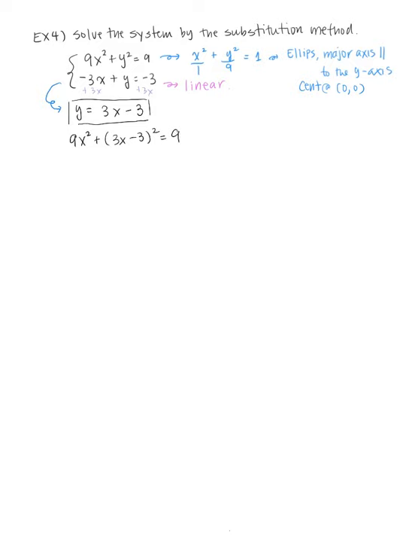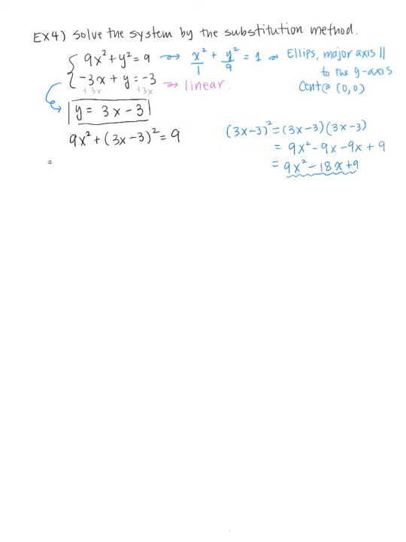So this is the equation: 9x squared plus the quantity 3x minus 3 squared equals 9. So again, be careful. You've got to go 3x minus 3 squared, so that means 3x minus 3 times 3x minus 3. So here what we're going to get is 9x squared, and then minus 9x, minus 9x, and then plus 9, which equals 9x squared minus 18x plus 9. All right, so this is what we get.